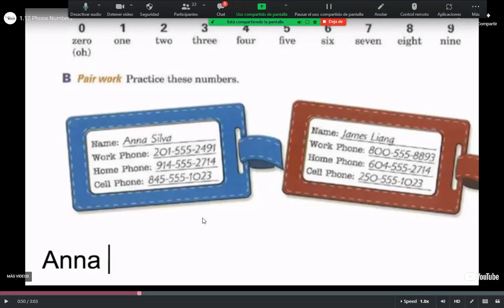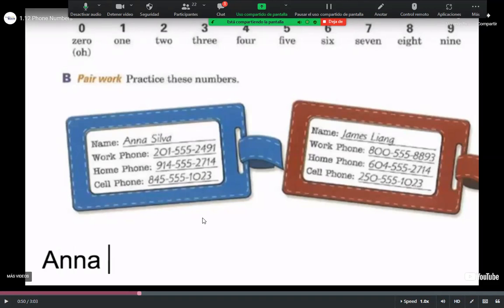Y luego tenemos cell phone. What's your cell phone number? Repeat. What's your phone number? Okay. Cool. So we have Ana Silva's phone numbers and we have James Leanne's phone numbers, right?